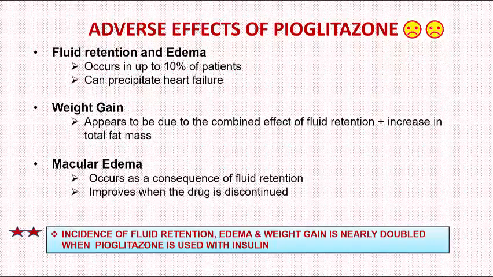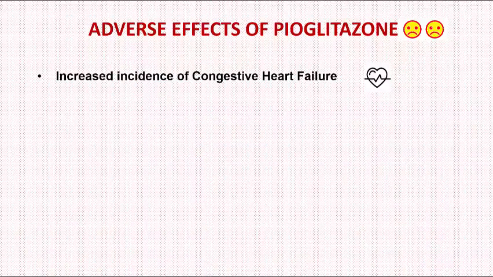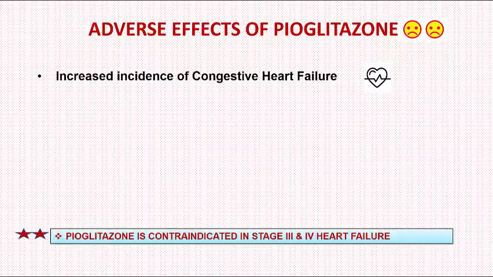The incidence of fluid retention, edema and weight gain is nearly doubled when pioglitazone is used along with insulin as compared to either drug used alone. However, the greatest concern is an increased incidence of congestive heart failure. This is generally attributed to the drug causing an increase in plasma volume in those type 2 diabetes patients who have a significantly increased risk of heart failure.